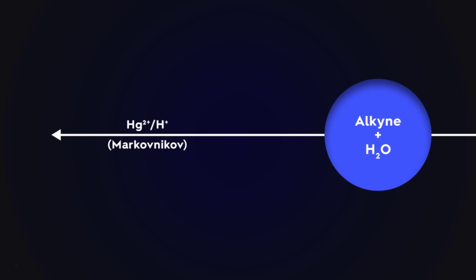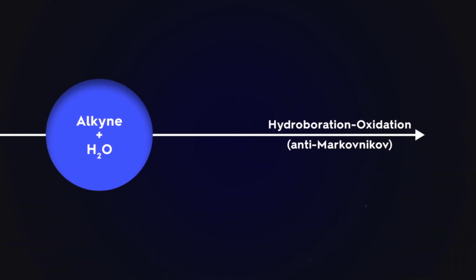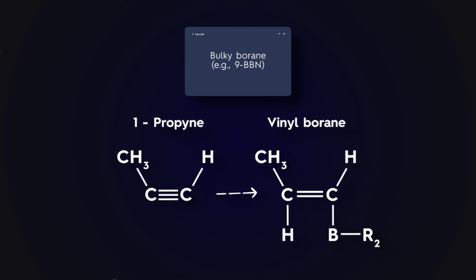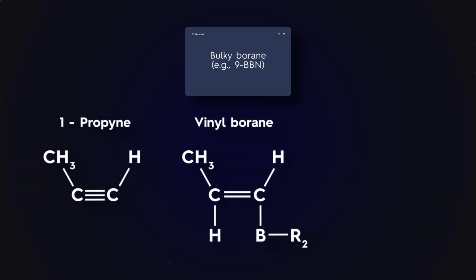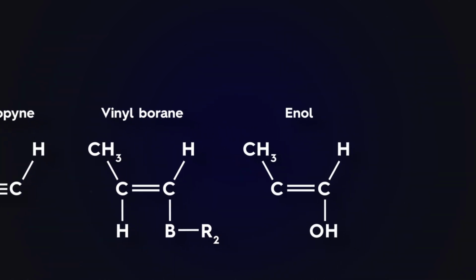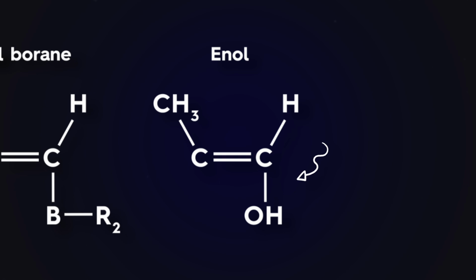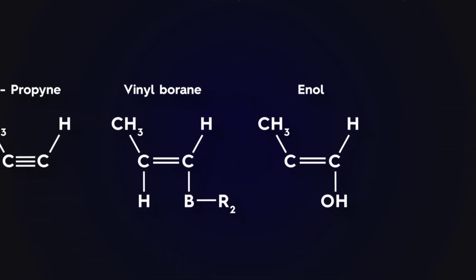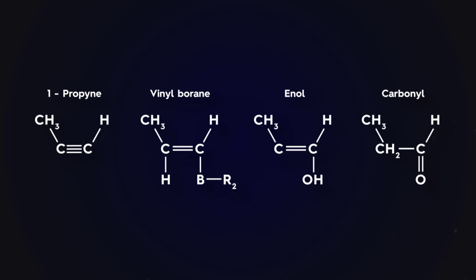Let's continue to route 2, hydroboration-oxidation. It begins when a bulky borane adds across the triple bond. After oxidation, the OH group is placed in the anti-Markovnikov position on the less substituted carbon. From there, the enol tautomerizes into its keto form.